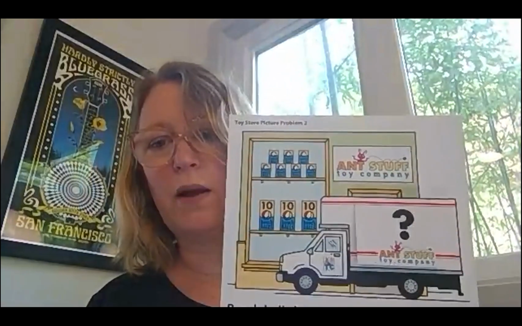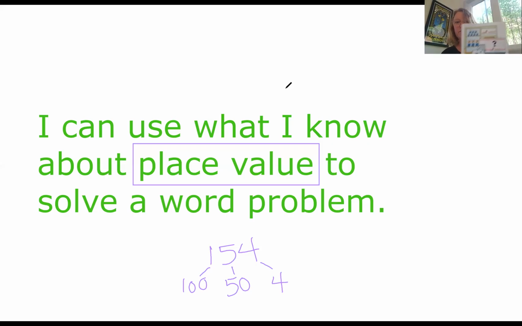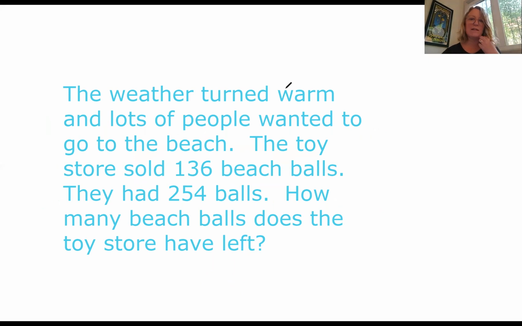Let's go back to our whiteboard and read the problem. The weather turned warm and lots of people wanted to go to the beach. The toy store sold 136 beach balls. They had 254 balls. How many beach balls does the toy store have left?